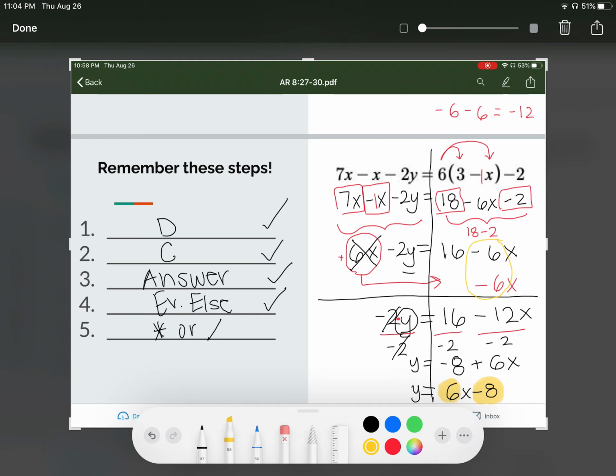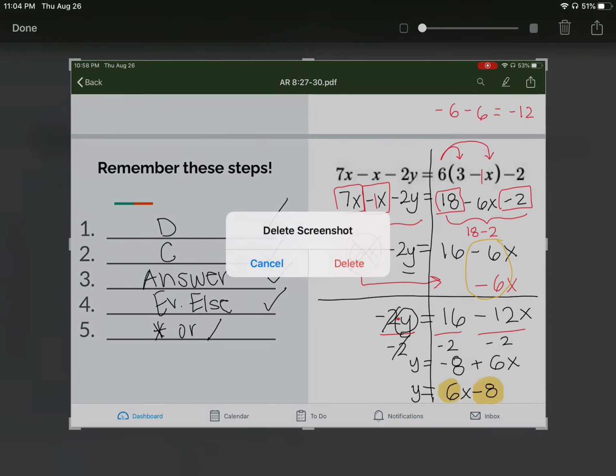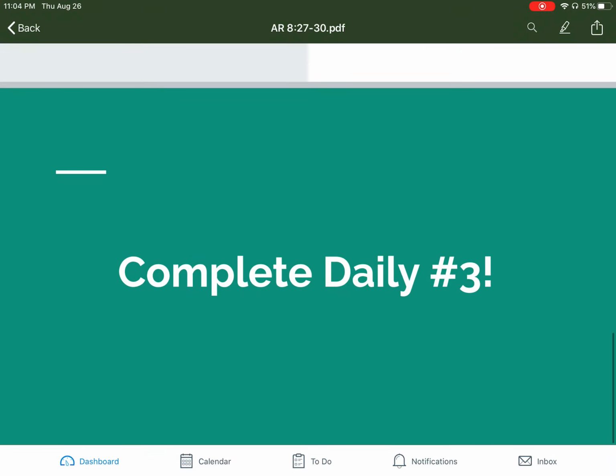I'm going to stop this video just so it's not too long. And then on the next video, we're actually going to work out the problems for daily number 3. So go ahead, make sure you get both of those examples done, and then open the next video for the examples for daily 3.